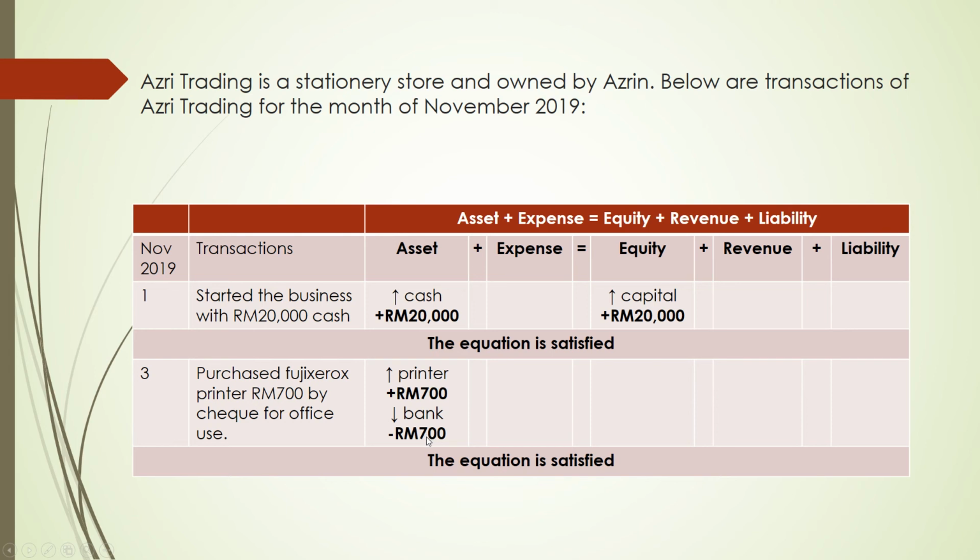Next, look at the equation. Okay, so for asset, we have positive 700. And another effect is asset negative 700 ringgit. So, positive 700 ringgit plus negative 700 ringgit is equal to 0. So, 0 equal to 0. There is no effect in other accounts. Equity also 0. Revenue 0. Liability 0. Asset now, because we deduct 700 with 700, asset also become 0. Therefore, the equation is satisfied.